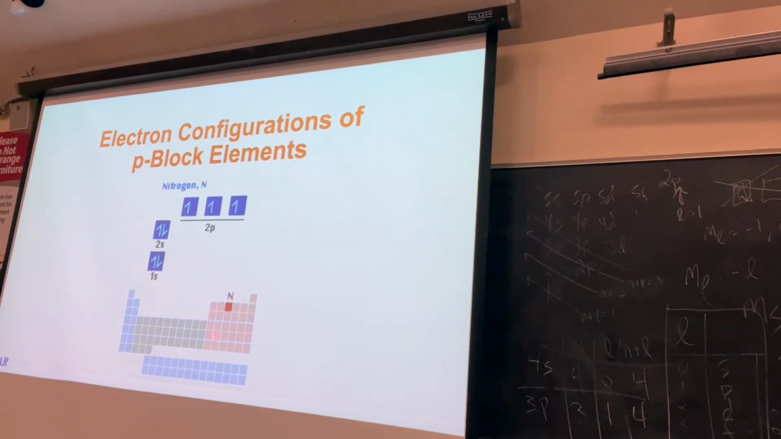These right-hand side elements, the six columns, are oftentimes called the p block because you're filling in the outermost p electrons. This is the second period, so that's why these are the 2p's. The ones right below it, you'd be filling in the 3p's, and so on.